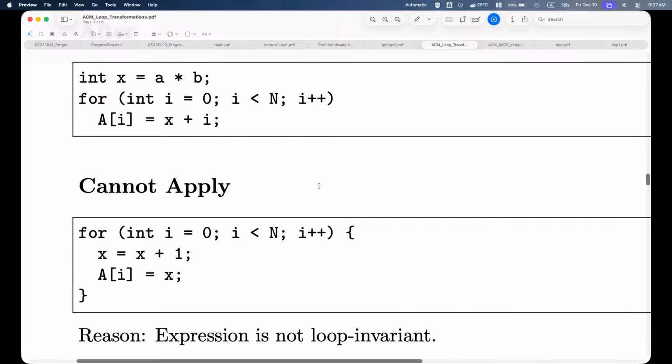Anyone? Any group? You see the question I'm asking, right? There is one place where I said I can move x equal to a times b outside because the RHS was loop invariant. But here the RHS is loop invariant too, and I'm saying don't move z. What is going on?